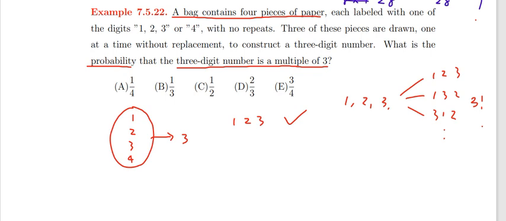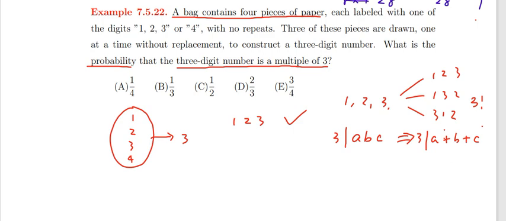So let's recall, if a number has 3 digits, let's suppose it's ABC. If this number is a multiple of 3, or divisible by 3, then what does this mean? This means A plus B plus C is a multiple of 3, right? So 3 divides the sum of the digits. Okay, so if we pick 1, 2, 3, yeah.